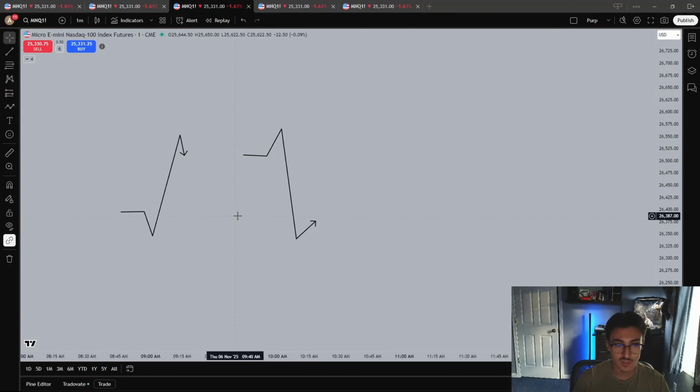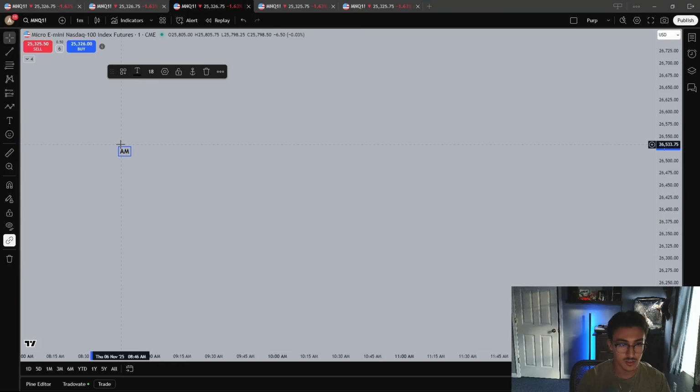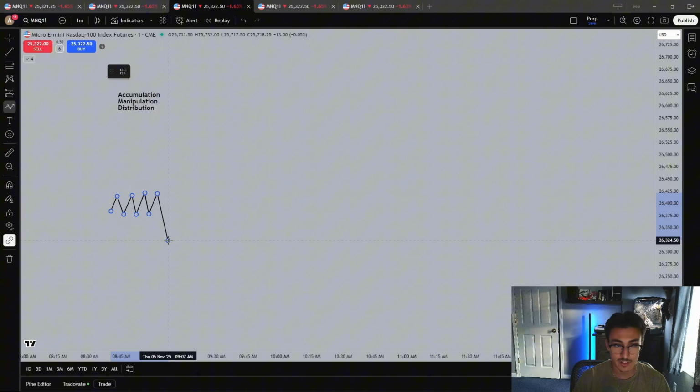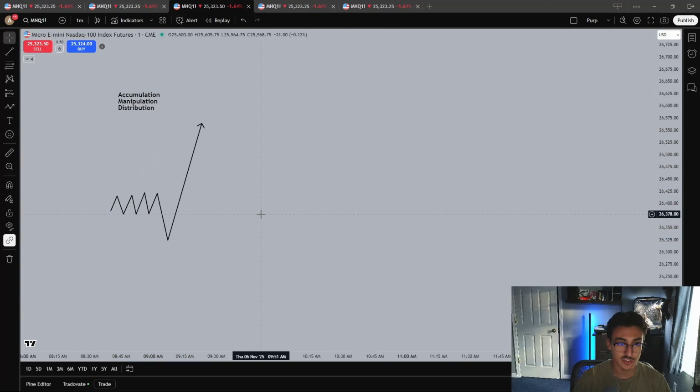Now I pair this with AMD. Now AMD is accumulation, manipulation, and distribution. Now what that looks like. I'm looking for price to consolidate. That's the accumulation phase. Manipulate the liquidity that it's generating during that accumulation phase, and then distribute in the opposite direction.